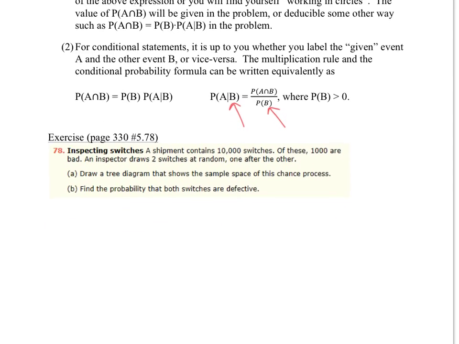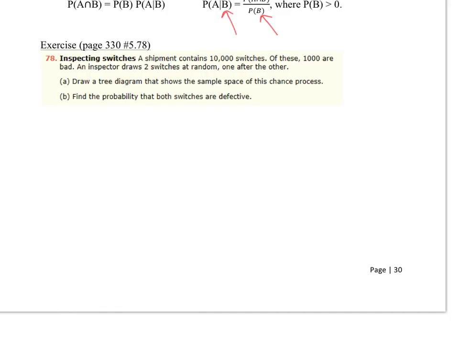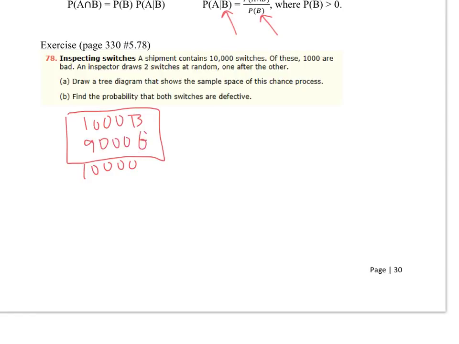Problem 78. I'm going to draw a little picture here. I just received a shipment, so I have a giant box of 10,000 switches. And in this giant box of 10,000 switches, 1,000 of these are bad ones. That must mean 9,000 of these are good ones. So I am going to grab 2 switches from this box, one after the other. So that means pick 2 without replacement.